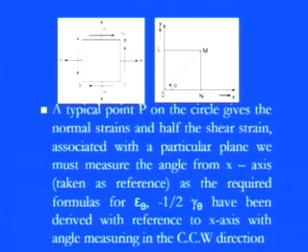So, a typical point P, which was there in the previous Mohr strain circle, gives the normal strain and half of the shear strain associated with the particular plane. We must measure the angle from the x axis, because the x axis is our reference axis, with the required formula epsilon theta comma minus gamma theta by half, because this is measured on the oblique plane. So, minus half of gamma theta will be the y direction and epsilon theta is in the x direction, derived with reference to the x axis with the angle measured in the counterclockwise direction, because we are always taking the strain component in a positive way.